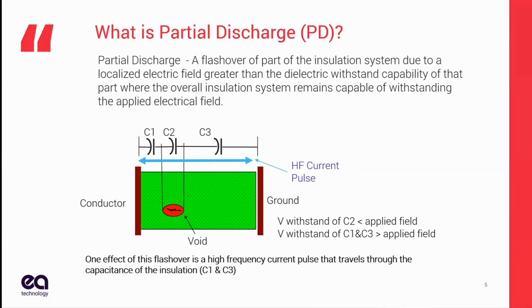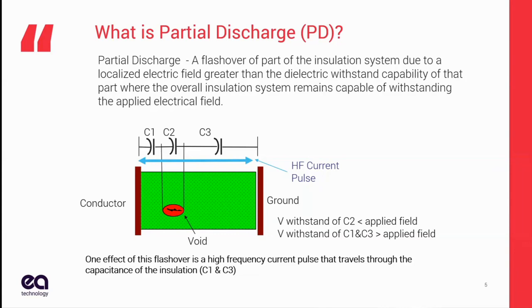So looking at this model, I've made it simple on myself. I've got three capacitors. They're the exact same value, and they are in series from conductor to ground. C2 is representative of the discharge site. This is a point in the insulation where the voltage across that capacitance cannot be withstood by the insulation medium, because of a void or crack or dirt or something else.